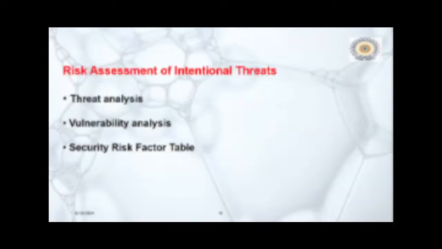Now, what can be done? What should be a part of risk assessment of intentional threats? There are basically three components as time progressed. Today is the 12th of September 2024, and the idea of risk assessment of intentional threats got major importance after the 9/11 attack. We all know that yesterday was 11 September.